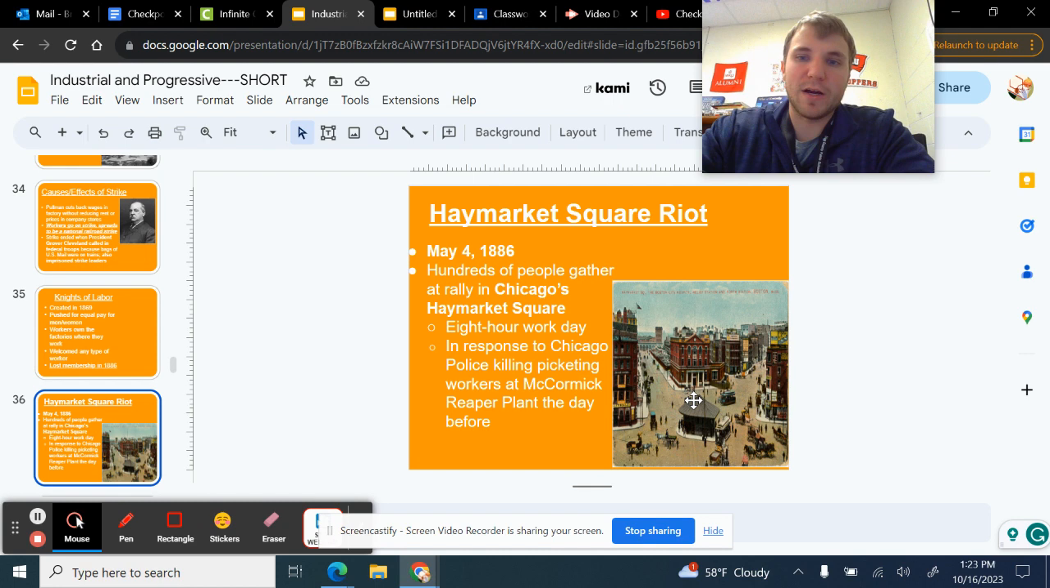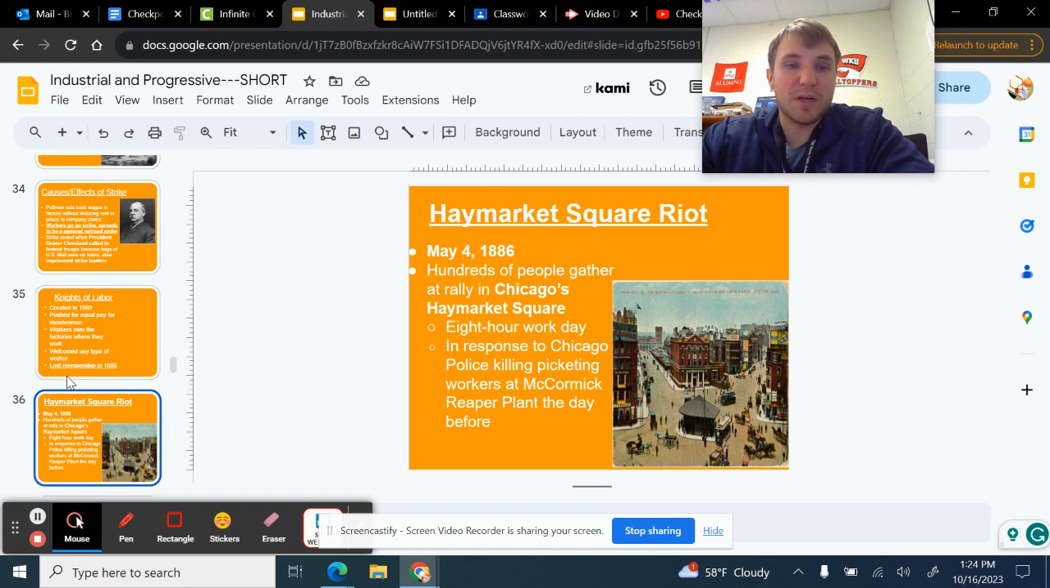First off, this Haymarket Square protest in Chicago happened in 1886. All these people had gathered at Haymarket Square because they were protesting for two things. A, they wanted an 8-hour workday, but the biggest thing was that picketing workers had been killed the day before by Chicago police. So on your blanks, it says a response to Chicago police killing. You can put strikers, picketers, whatever, at the McCormick Reaper plant the day before. So all these people were here for this protest because the police had killed a worker or two the day before at another plant.